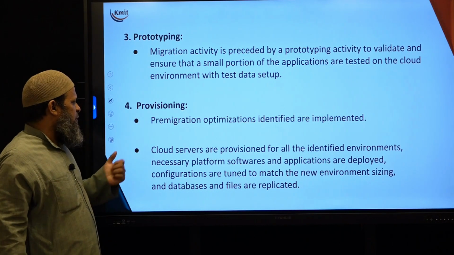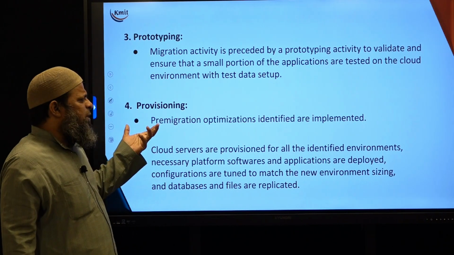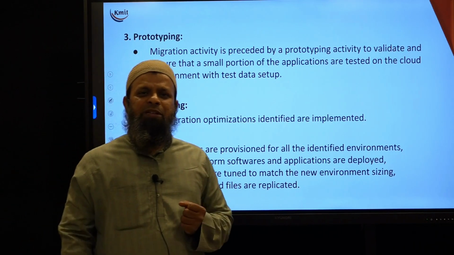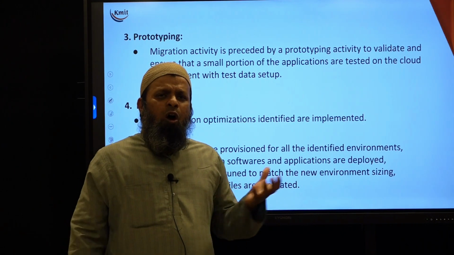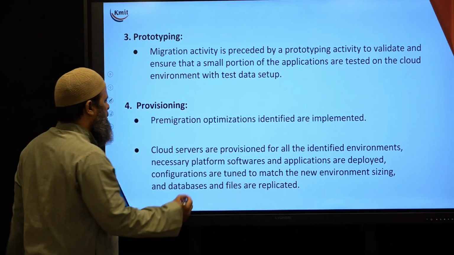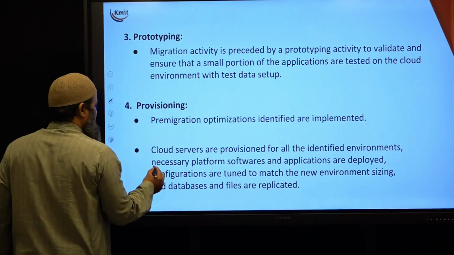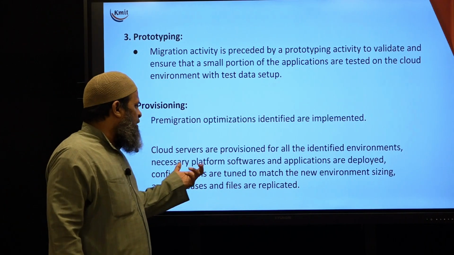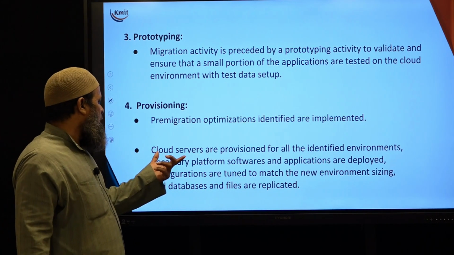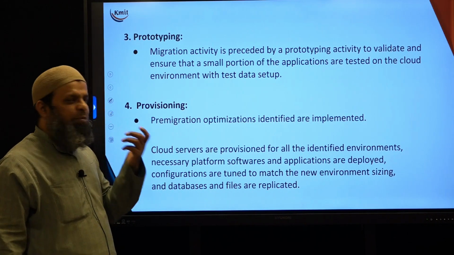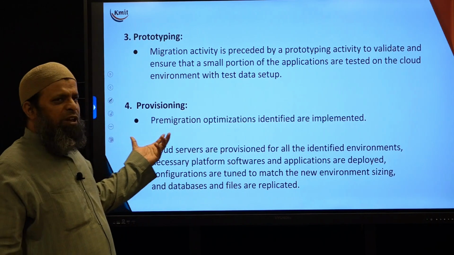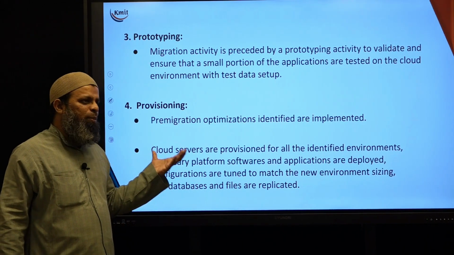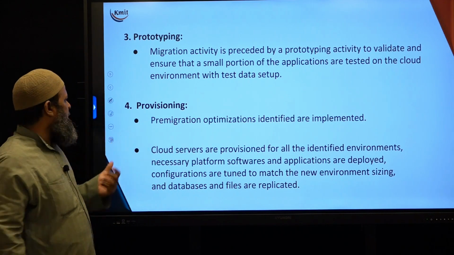Next is provisioning. Optimizations are identified: where we can optimize, how memory can be optimized, how efficiency can be optimized, all these things are checked. Cloud servers are provisioned for all the identified environments, necessary platform software is checked to be available, applications are deployed, configurations are tuned to match the new environment sizing, and databases and files are replicated. They will check whether all these things work properly with the provisioned servers. If it is well and good, then we can move on.